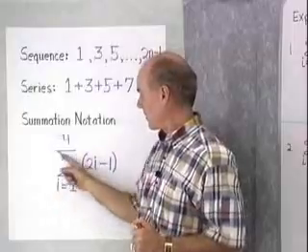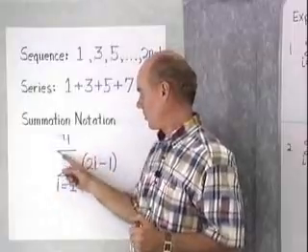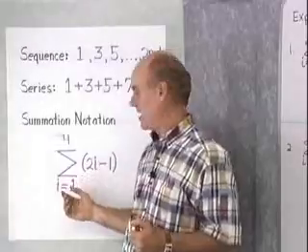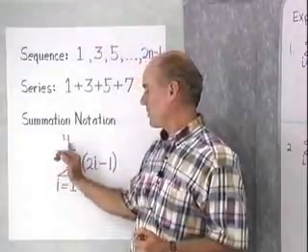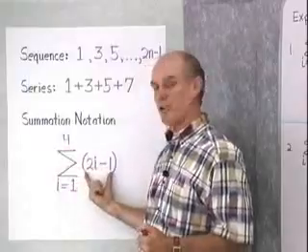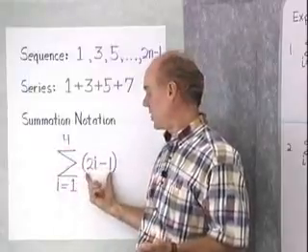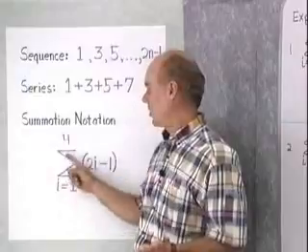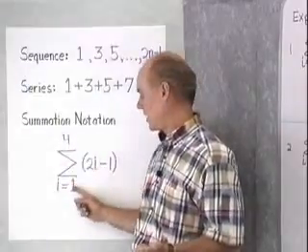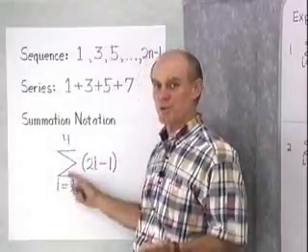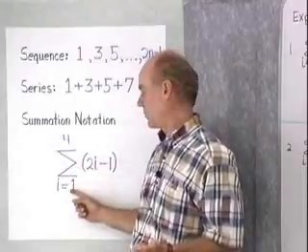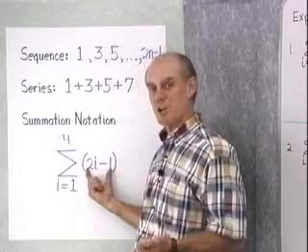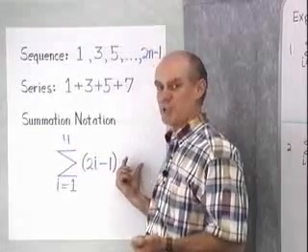This is a capital sigma, the Greek letter sigma, in Greek it's the letter S for sum. It starts at i equals 1 and goes up to 4, and you want to add all the terms that look like 2i minus 1, starting with i equal 1, going up to and including i equal 4, and catching every integer between this one and this one. So it's i equal 1, i equal 2, i equal 3, i equal 4 into this expression right here, and I add each of the terms together that I get.